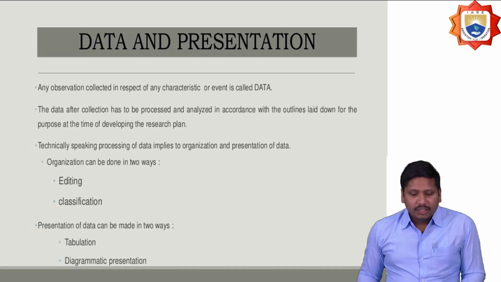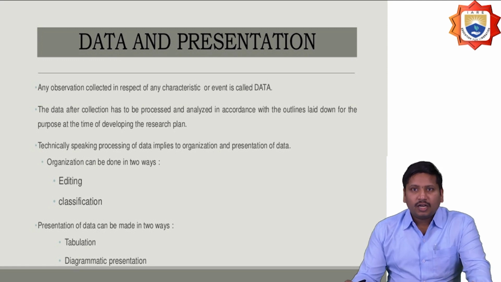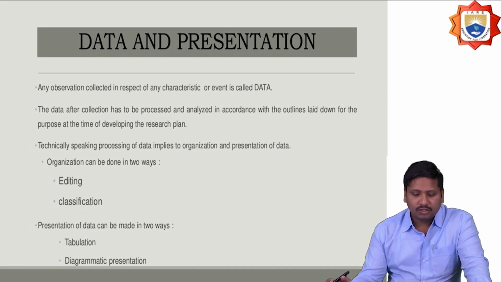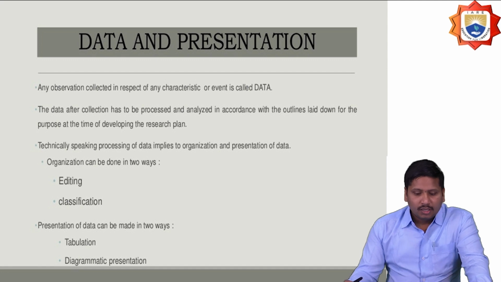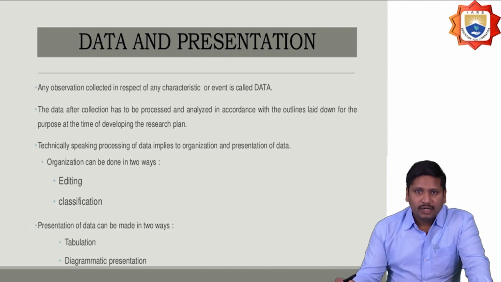When it comes to data and presentation, any observation collected in respect of any characteristic or event is nothing but data. After collection, we have to process and analyze it in accordance with the outlines laid down for the purpose at the time of developing the research plan. Technically, the processing of data implies organization and presentation of data. Organization is done in two ways, editing and classification, and presentation is done in two ways, tabulation and diagrammatic presentation. These are some of the basic things about data and presentation.